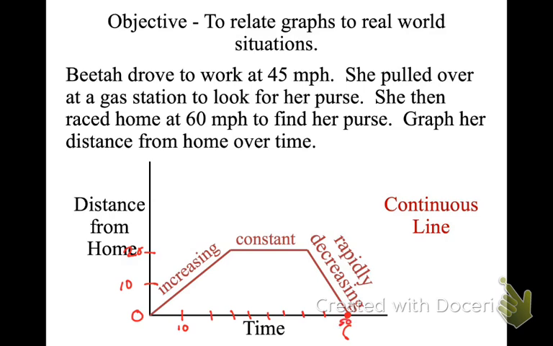So after 80 minutes, I'm back home. I'm 0 feet from home. Does that make sense? So this is 80 minutes, and my distance from home would be 0 feet from home. I'm at home. Does that make sense? All right. So this is an example of a continuous line.